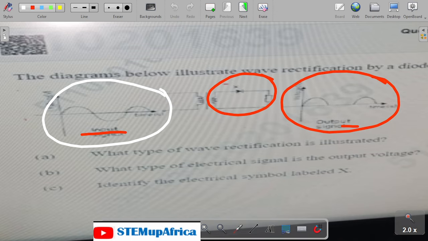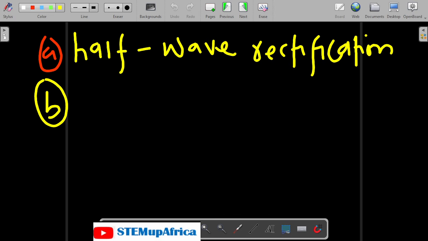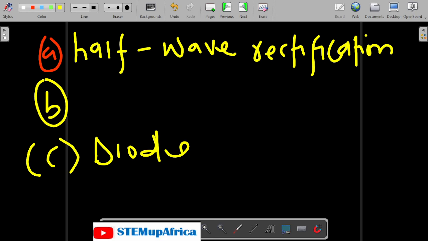Then question C is identify the electrical symbol labeled X. So this is the X here. Our X, I will come back to that. Our X is the diode.